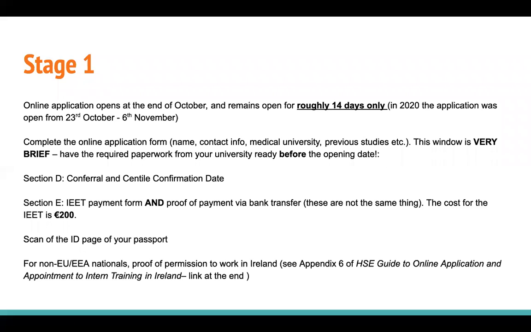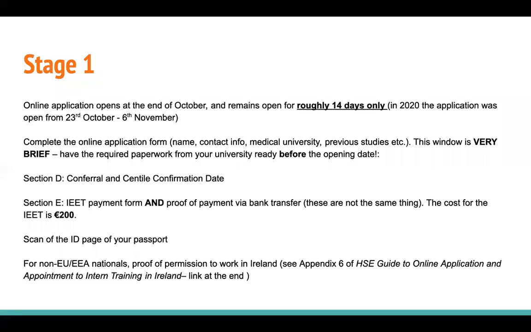Section D is a conferral and central confirmation date. This has to be signed by the Dean's office, and you have to include this with your online application. Sometimes they do have this form up on the website. For me, it wasn't on the website until the day the application opened. So once the application opened, I downloaded it, sent it to the Dean's office, and let them know this needed to be done immediately. To be fair, they got it done within the next day, and I had that ready. That's the only thing you need to get done with the Dean's office in regards to stage 1.